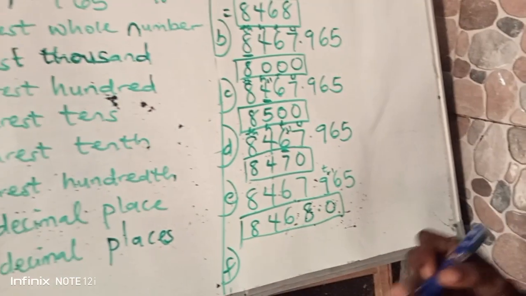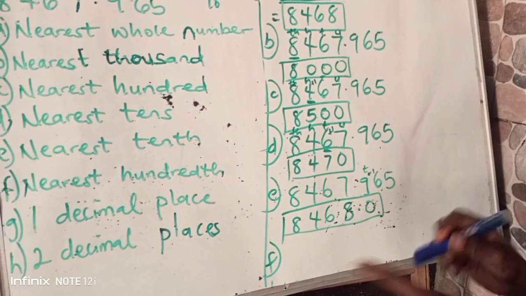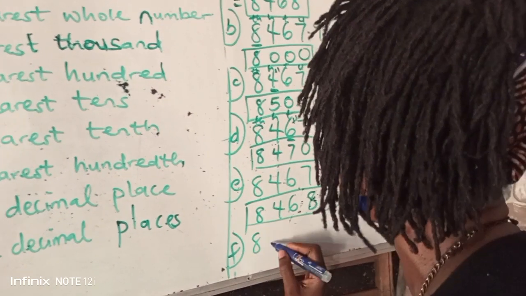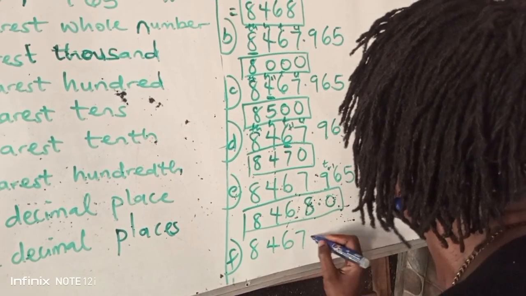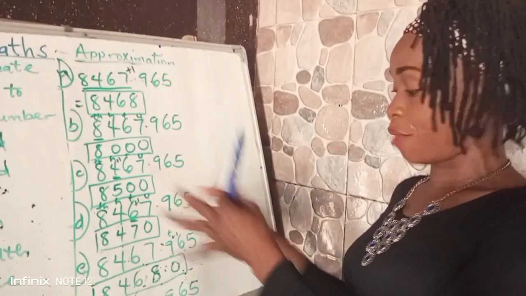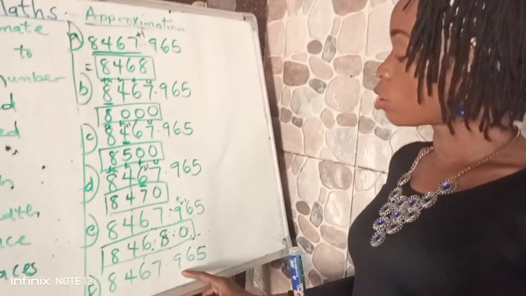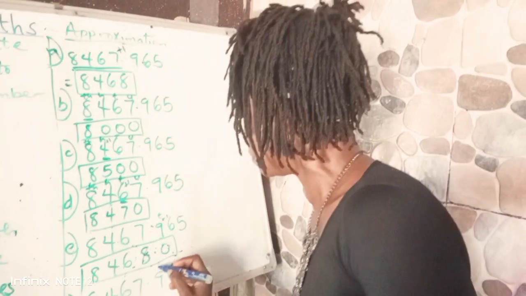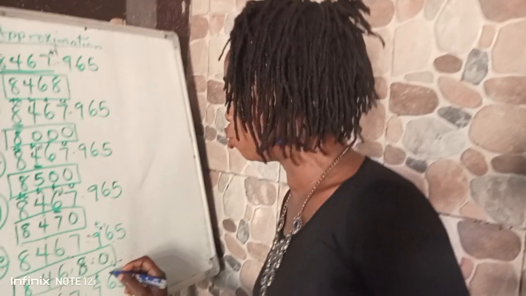Now question F. Nearest hundredths. Identify your hundredths. The first number after your decimal point towards the right, which is the decimal number. The first number after your decimal point is your tenth. The next number is your hundredth.